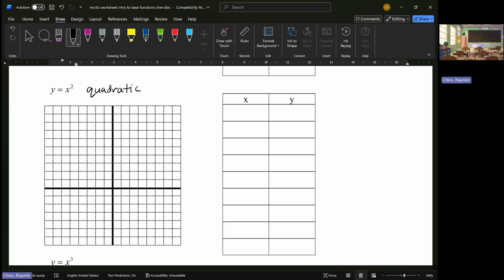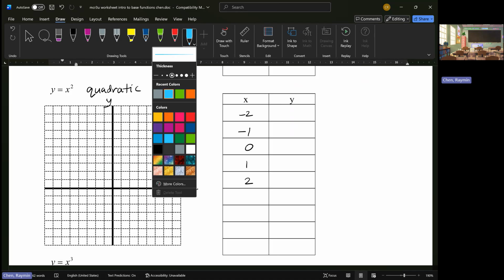This is the parent function or base function. Pause the video if you want to try it yourself. But what we're going to do is graph this quadratic. Again, I'm going to use -2, -1, 0, 1, 2. And doing some basic math, I'll choose a different color. We'll use green.